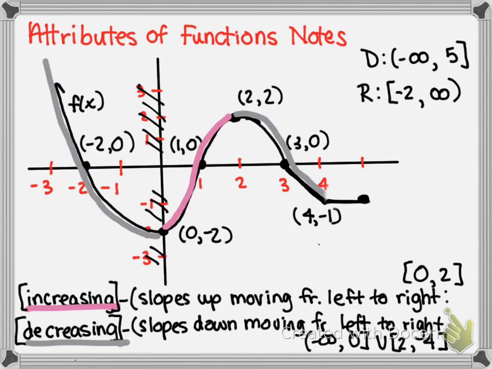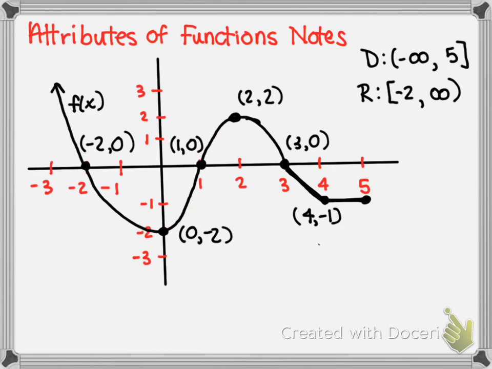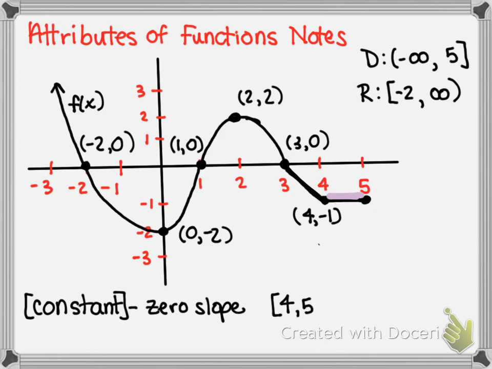Okay, so let's go ahead and get that written down, and we'll learn the last little bit. We're just going to talk about where the graph is constant, and that's where it has a 0 slope. So this graph is going to be constant where it's completely flat, and that's going to happen over here from 4 to 5. And we're going to use brackets on constant just like we did on increasing and decreasing. That's the interval from 4 to 5.